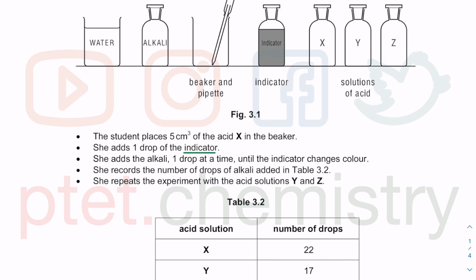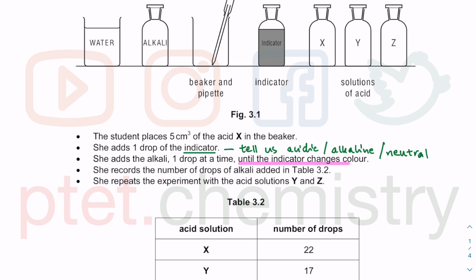We know an indicator can tell us whether it is acidic, whether it's alkaline, or even whether it is neutral, depending on if it is a universal indicator or not. Now she adds the alkali 1 drop at a time until the indicator changes color.